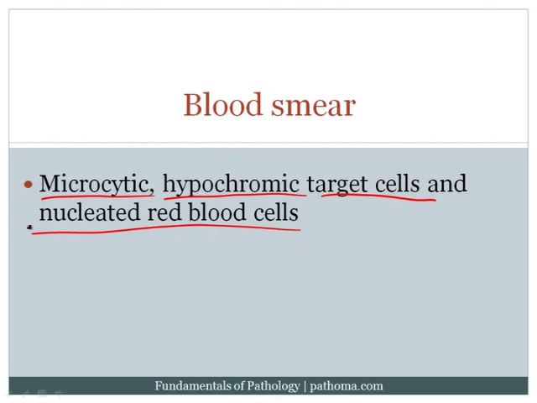Now, normally our red blood cells do not have nuclei, and we remove those nuclei before the red blood cells can go out into the blood. However, if red blood cells are made in an abnormal location, for example, the spleen or the liver, as would occur in this disease, some of the nucleated red blood cells can actually escape out into the blood, and so we might see circulating nucleated red blood cells in this particular disease.